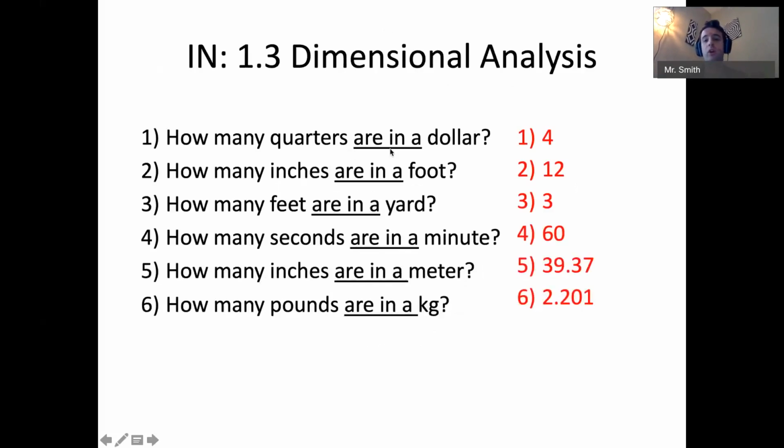How many quarters are in a dollar? How many inches are in a foot? How many feet are in a yard? How many seconds are in a minute? That sort of thing, where for example, you have 4 quarters for every dollar or 12 inches for every foot.